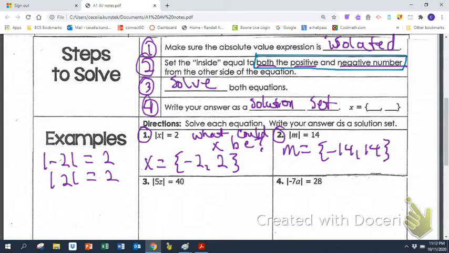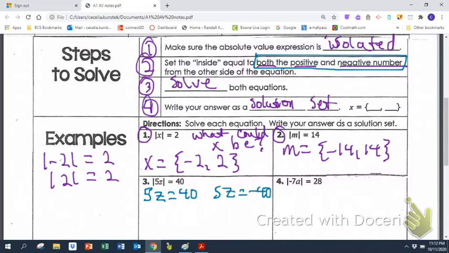So in this case, I've got the absolute value of 5z is equal to 40. Well, in order to solve this, we have to say that 5z is equal to 40, but we also have to consider 5z is equal to a negative 40. And we need to solve both sides.